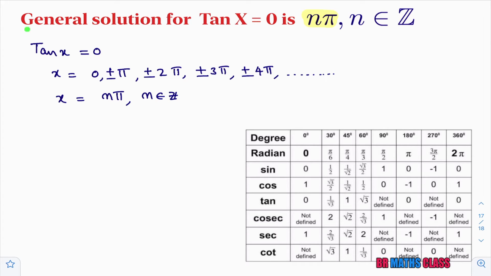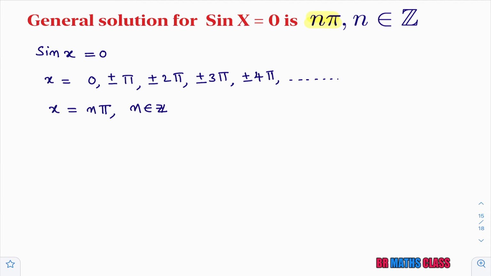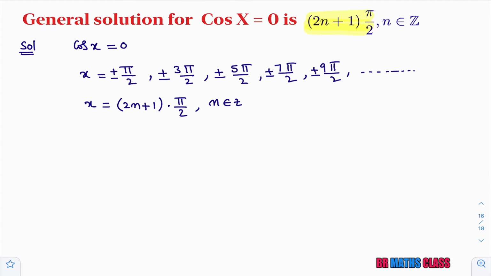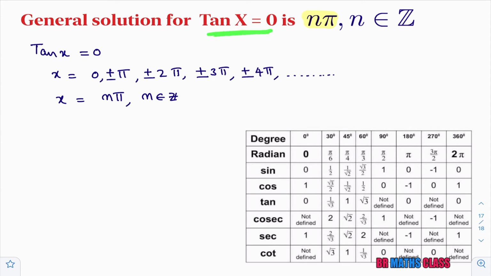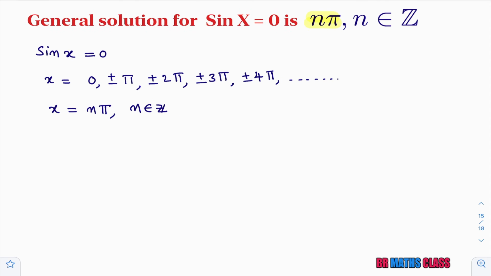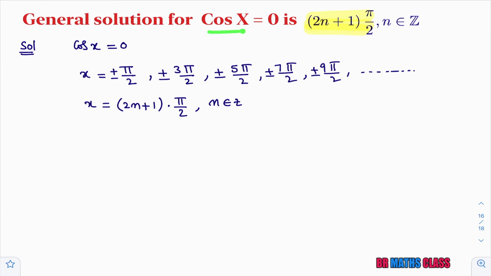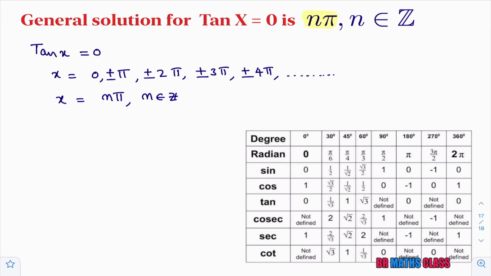From now onwards, we will use this as a formula. General solution for tan x equal to 0 is n pi. I hope you understand. See, three things we learned. General solution for sin x equal to 0 is n pi. General solution for cos x equal to 0 is odd multiple of pi by 2. General solution of tan x equal to 0 is n pi. You can observe in all these three results, sin x equal to 0, cos x equal to 0, tan x equal to 0 is there.